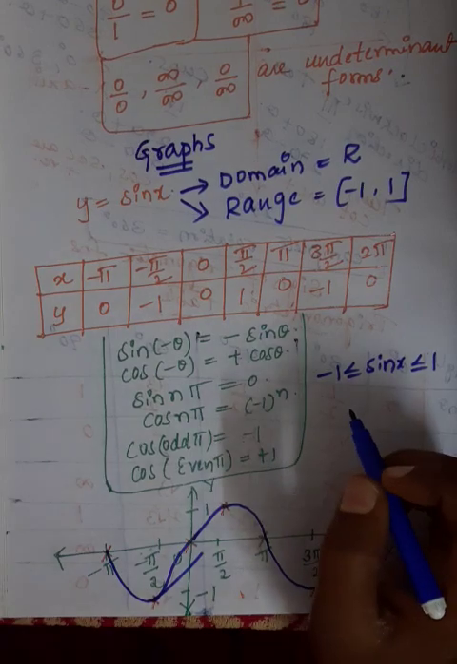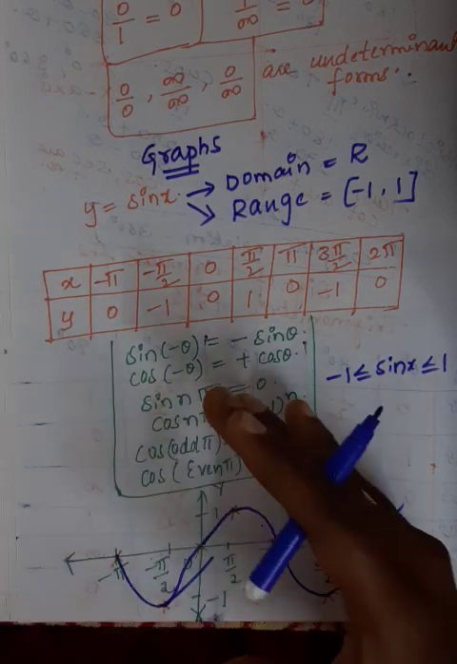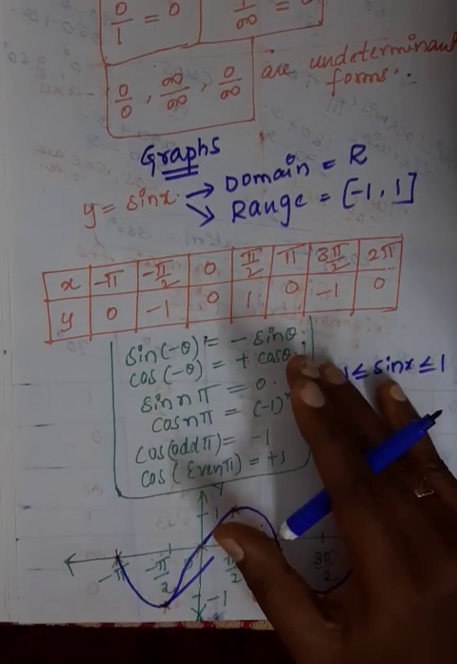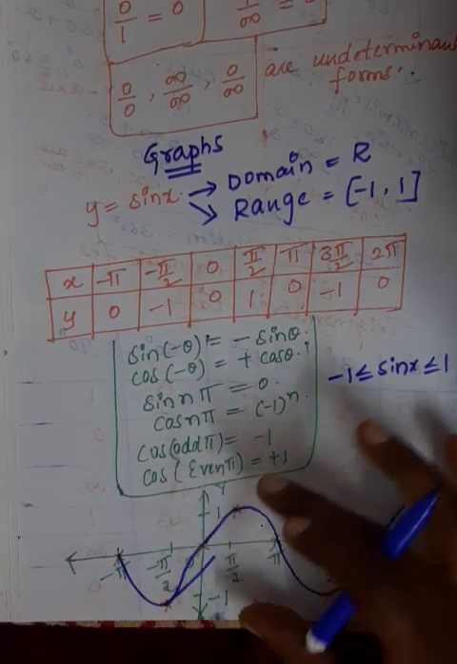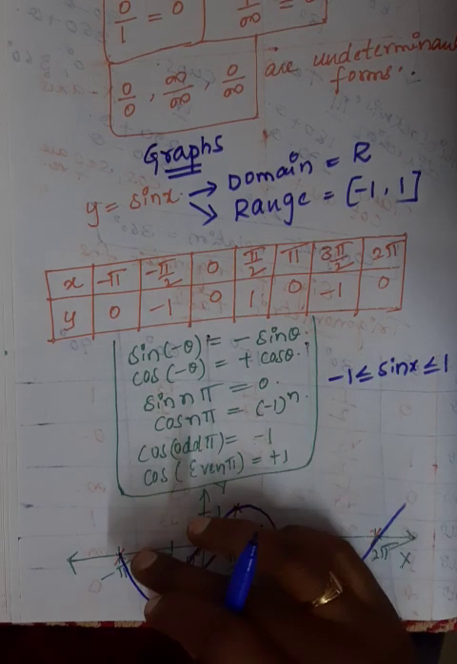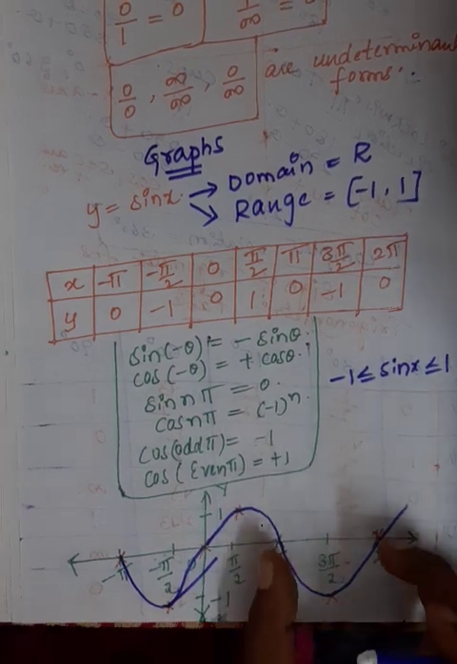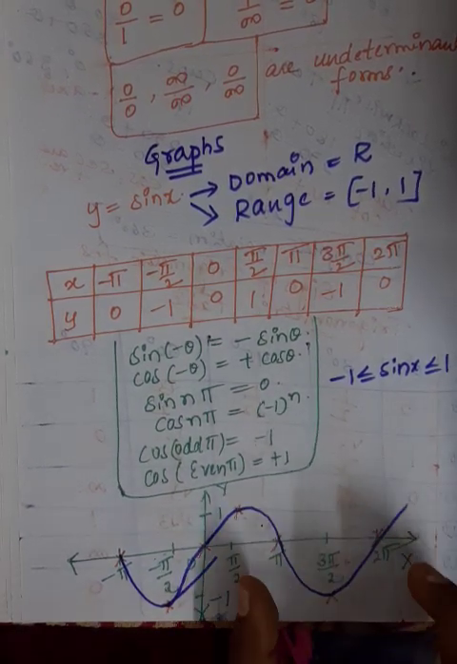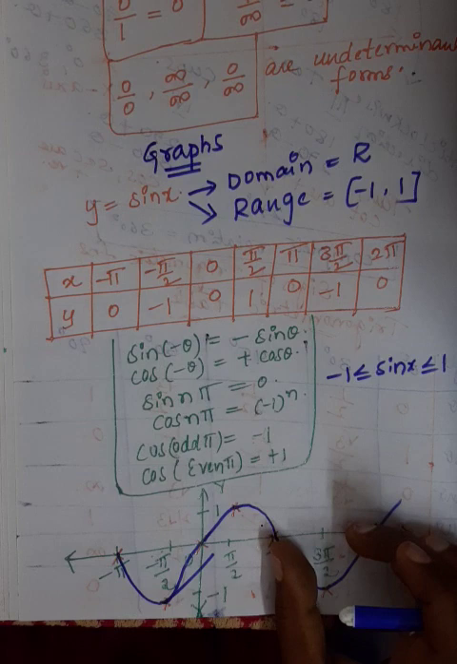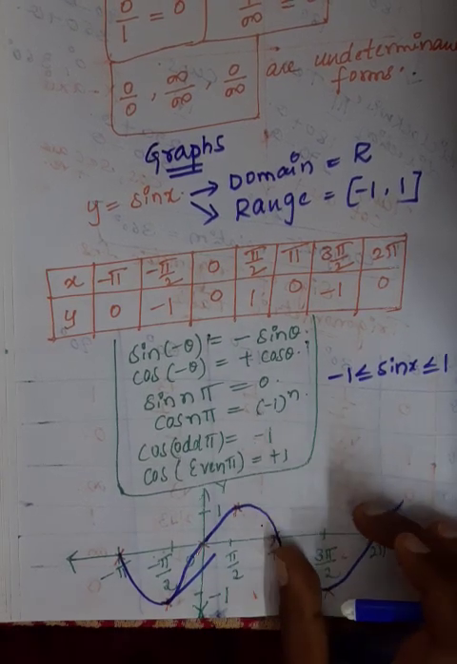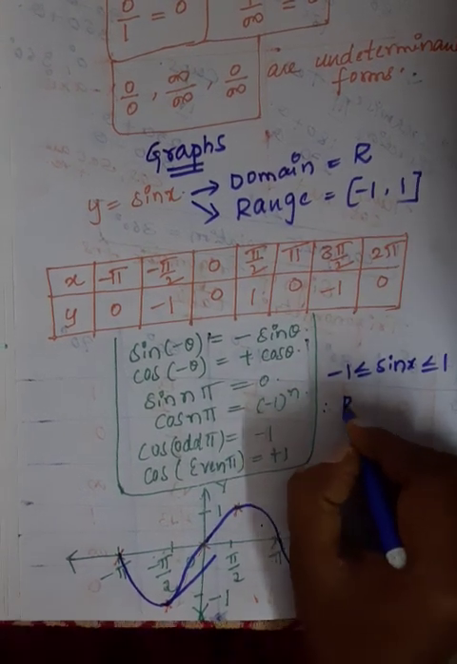That means the sin x graph always oscillates between -1 and +1 for all x belonging to real numbers, and it is bounded. So here it is the upper bound and this is the lower bound. So it is a bounded curve and this curve is in the shape of a wave, whose wavelength is 2π. Look, from here to here is 2π, and from here to here is 2π. So the distance between this crest and trough is 2π. This is known as wavelength. So this wavelength is nothing but the period of sin x. Therefore the period of sin x is equal to 2π.